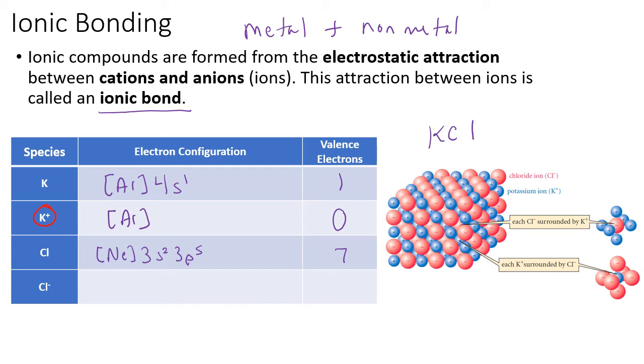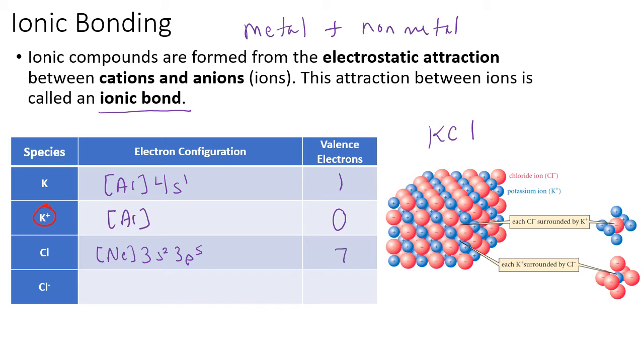So chlorine will need 1 more electron, and it'll be easier for it to accept that electron in order to have 8 than it would be to lose all 7 of them. Whereas for potassium, it's easier for it to give up 1 electron than it is for it to gain 7.